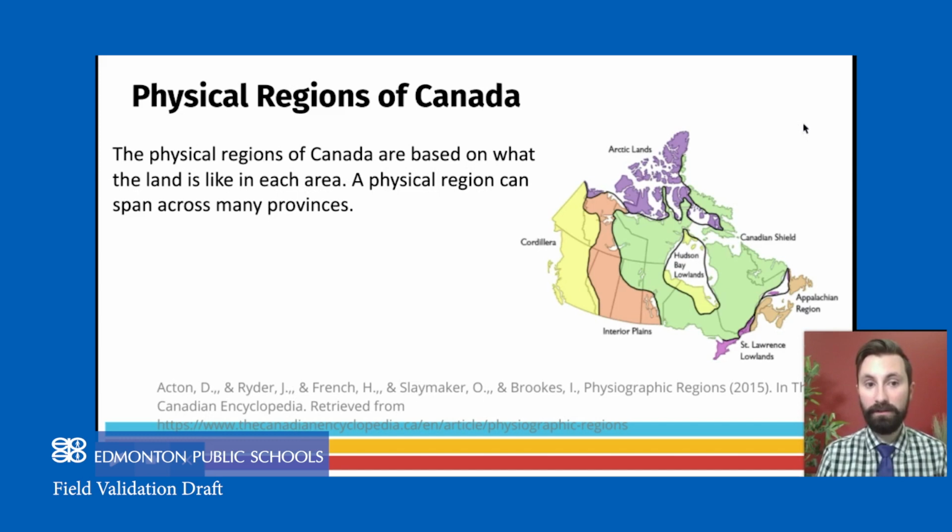So the physical regions of Canada, such as the Interior Plains, are based on what the land is like in each area. The physical region can span across many provinces, just like the Interior Plains does, through Manitoba and Saskatchewan and Alberta and up into the Northwest Territories. So you can think about the region, the physical region, as being based on how the land is, whereas provinces are political boundaries. They're made up borders.